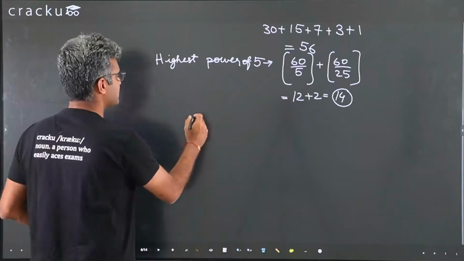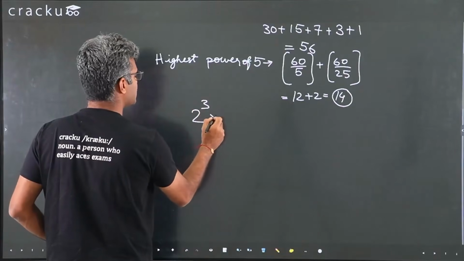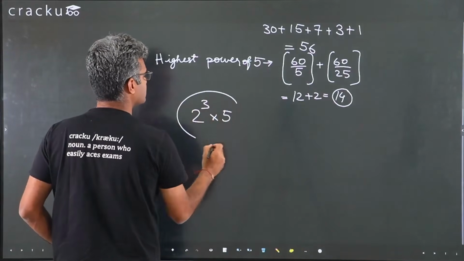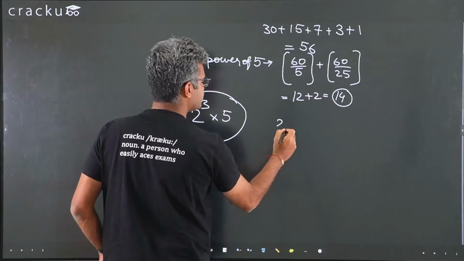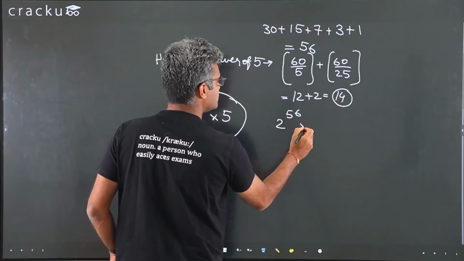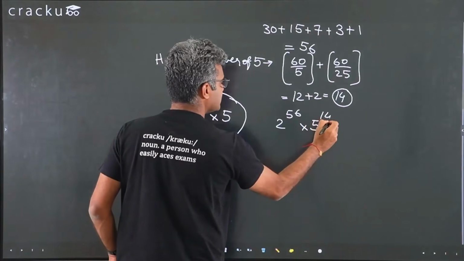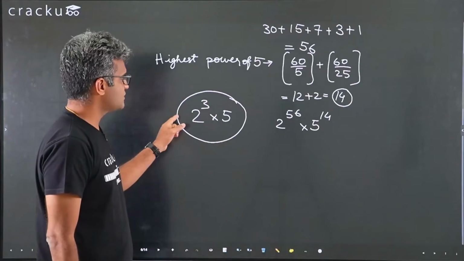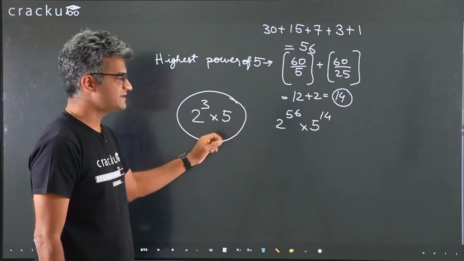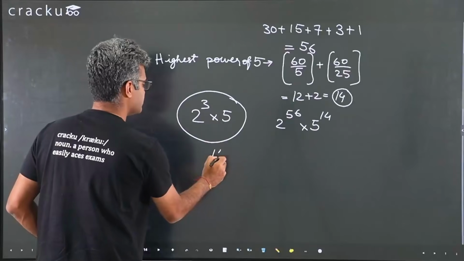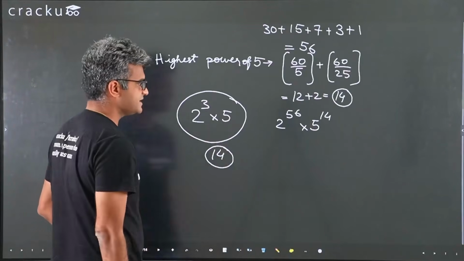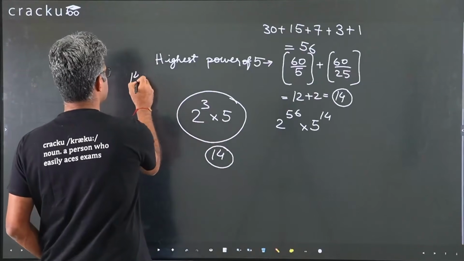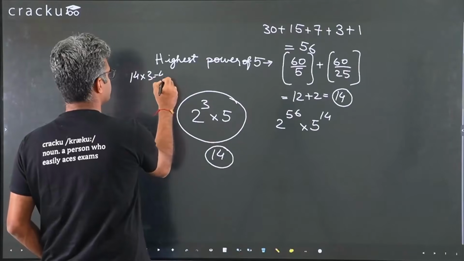We are required to calculate the highest power of 2 cube into 5. What we know is 2 to the power 56 into 5 to the power 14 divides 60 factorial. What is the highest power of 2 to the power 3 into 5 that divides it? The answer will be 14. Why is that the case? Because 14 into 3 is 42.